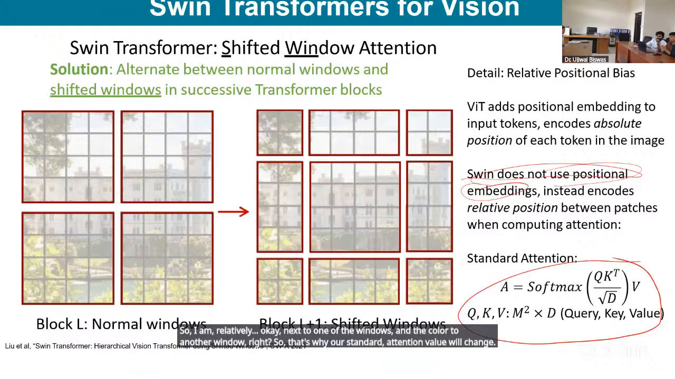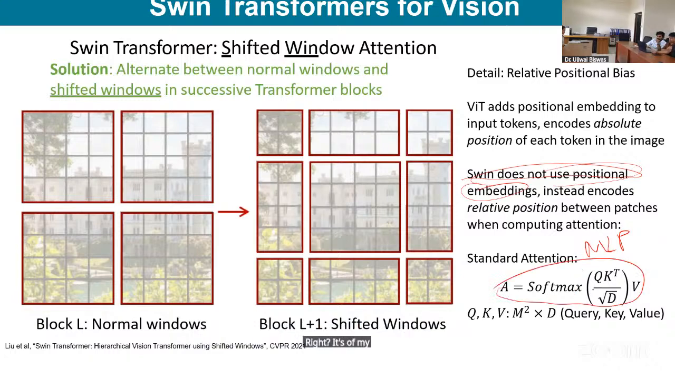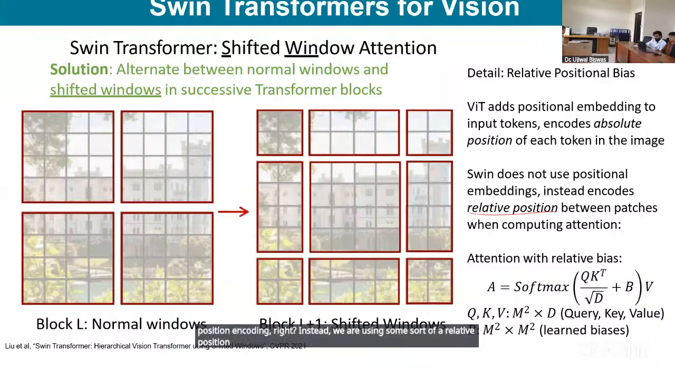This is the standard mechanism that is used in NLP; your ChatGPT also uses this: the softmax attention mechanism, softmax of QK transpose times V, where V is the value, Q is the query, and K is the key, normalized by the dimension. This cannot be used anymore because we don't have the position encoding. Instead, we are using a relative position, and the relative position needs to be learned.